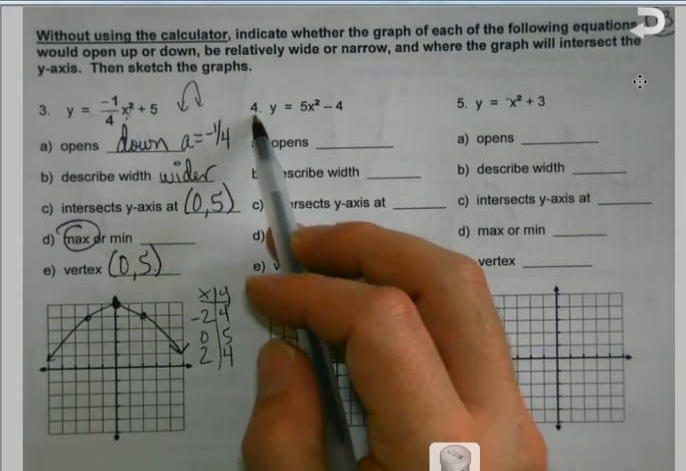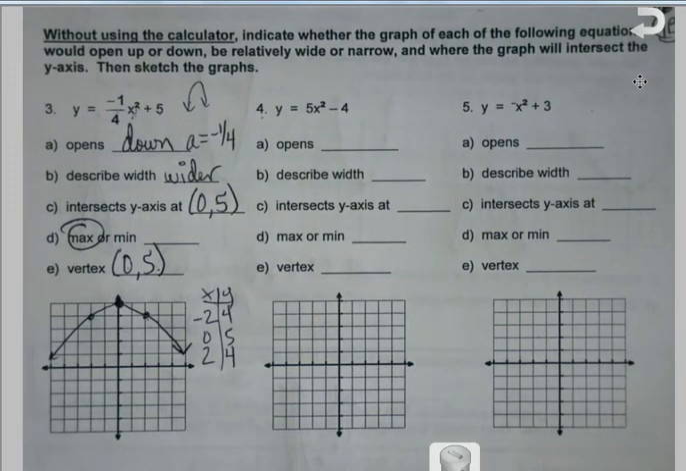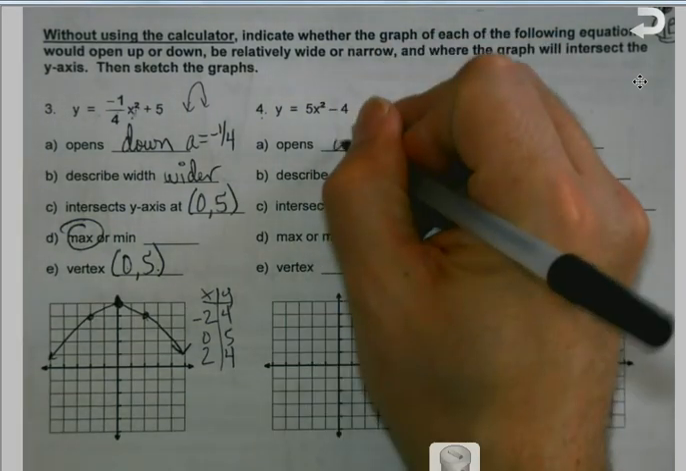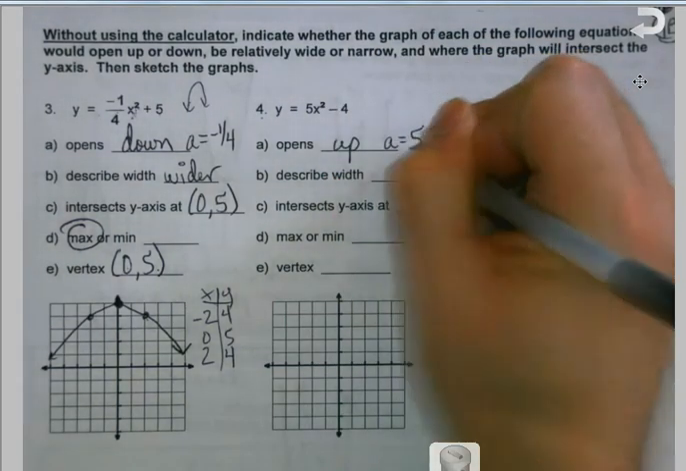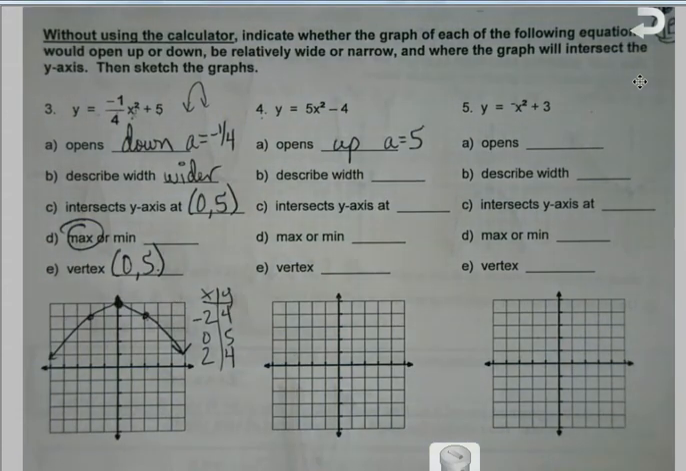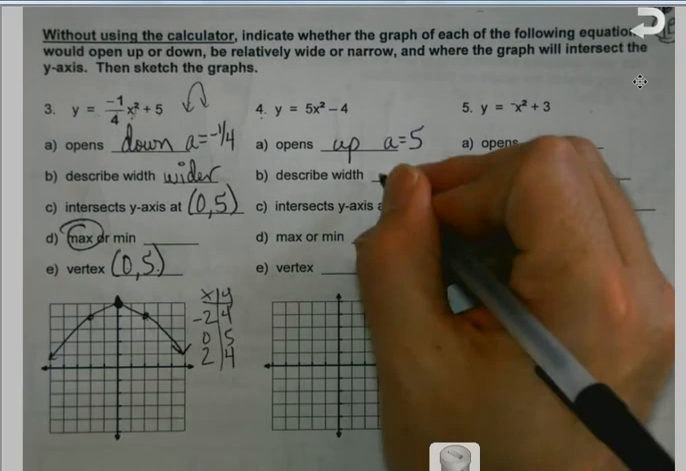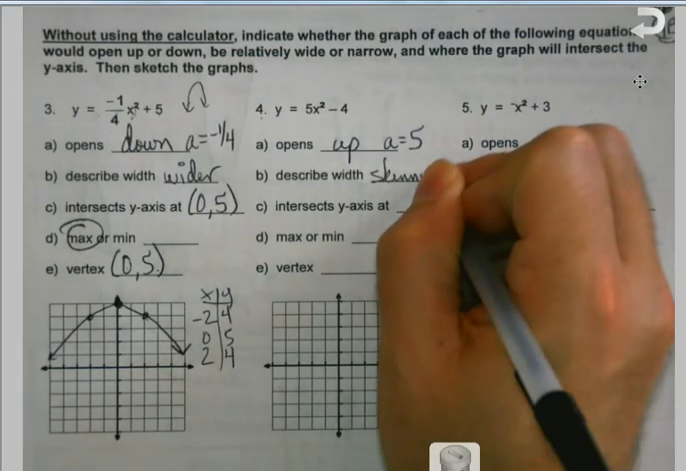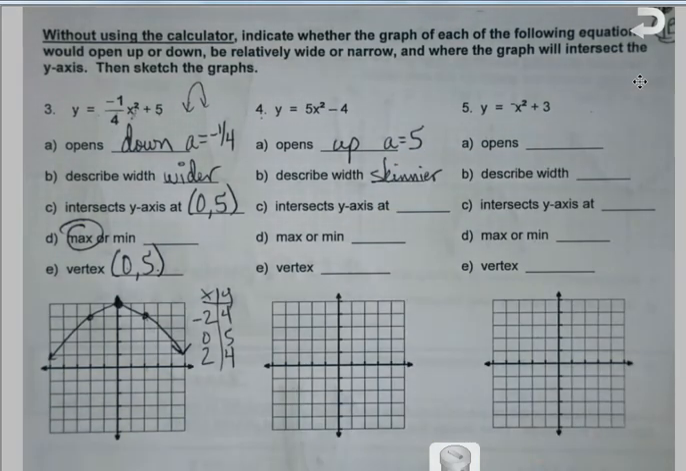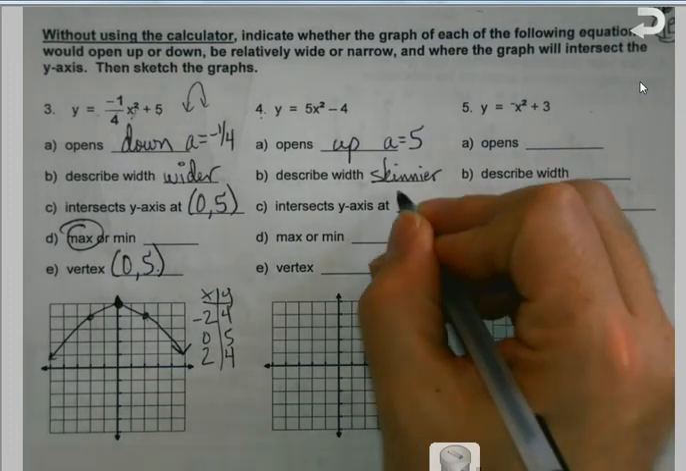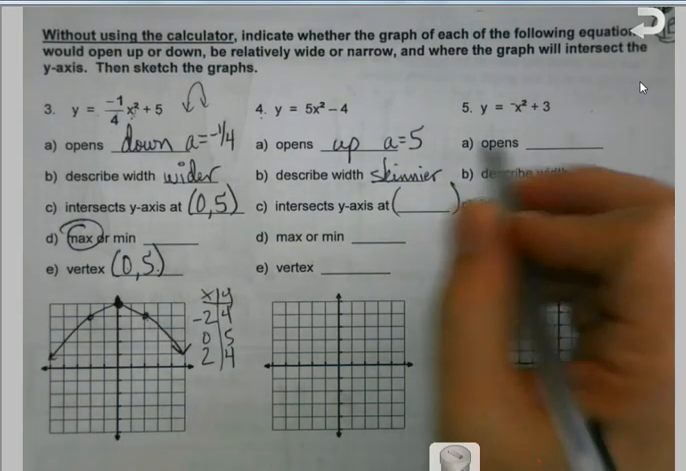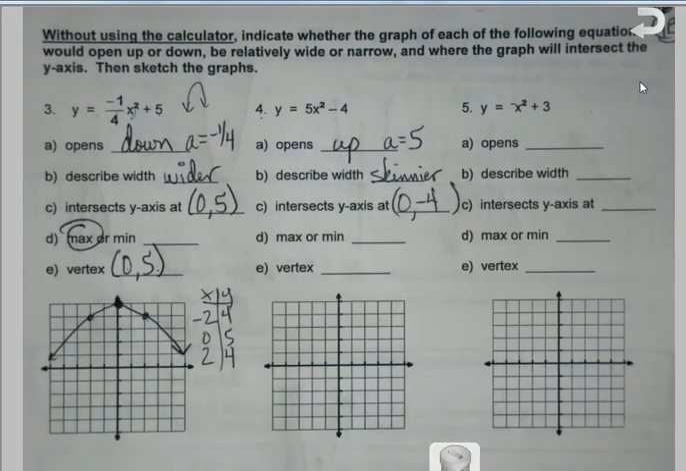So, all right, let's check out number 4 here. Which direction are we going to be opening? Up. Because my A value is positive. Okay. Are we going to get wider, skinnier, what? Skinnier. Because again, my absolute value of A value is greater than 1. All right, where are we intersecting Y at? 0, -4. Because again, we're not moving left or right at all here, so that makes that simple.